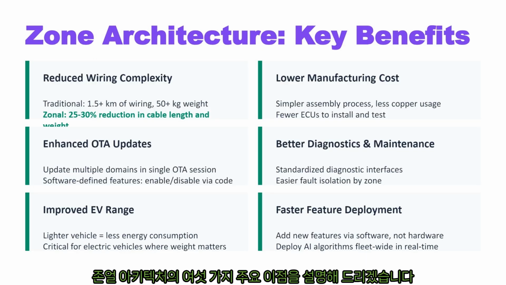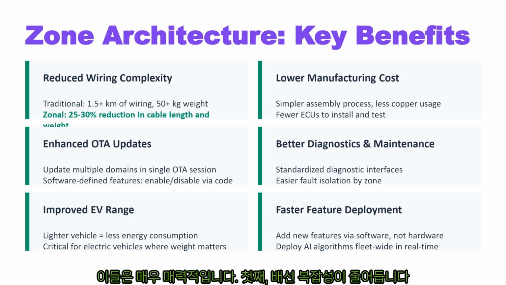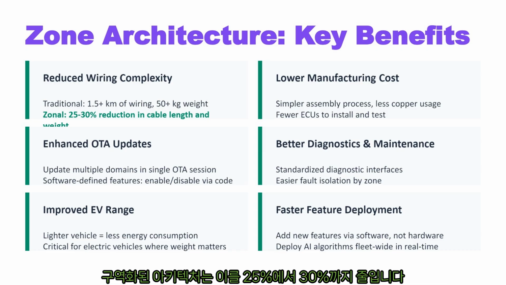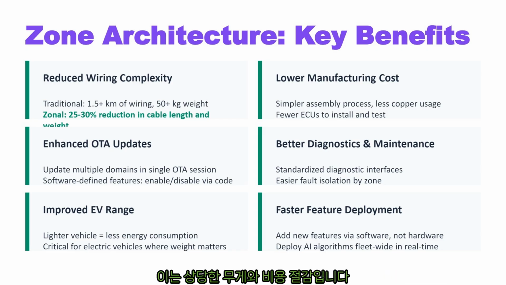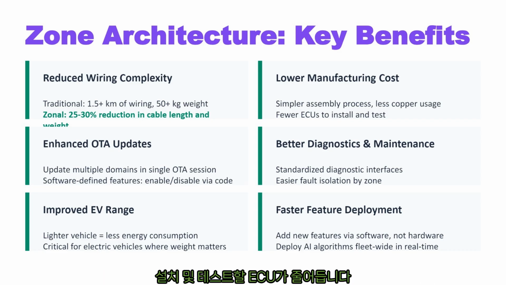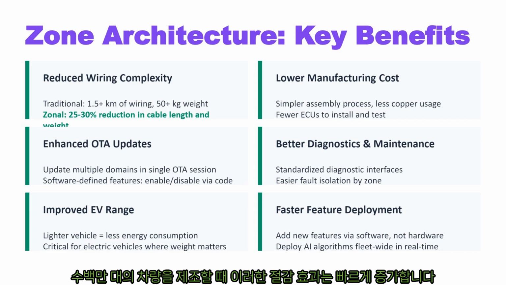Let me walk you through the 6 key benefits of zonal architecture, because these are compelling. First, reduced wiring complexity. Traditional vehicles have 1.5 kilometers of wiring weighing over 50 kilograms. Zonal architecture cuts this by 25 to 30%. That's significant weight and cost savings. Second, lower manufacturing cost. Simpler assembly, less copper, fewer ECUs to install and test. When you're manufacturing millions of vehicles, these savings multiply fast.